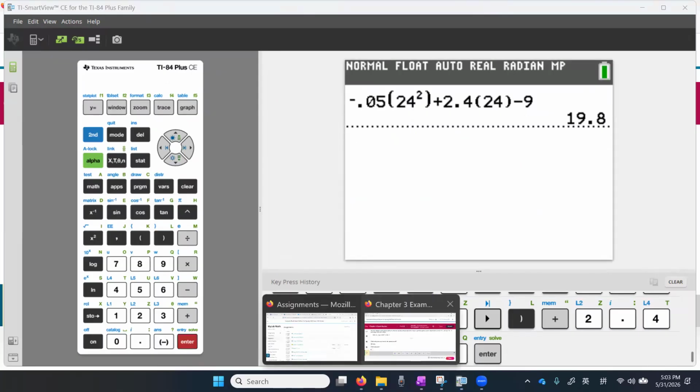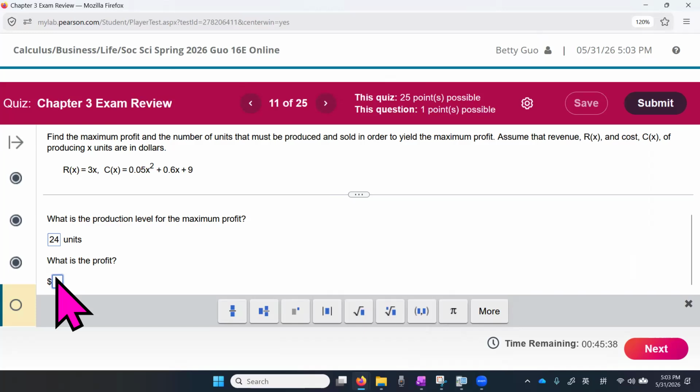$19.8. Really? Only 19.8 profit? Profit 19.8. So the manufacturer charged $3 for each item, for each unit.